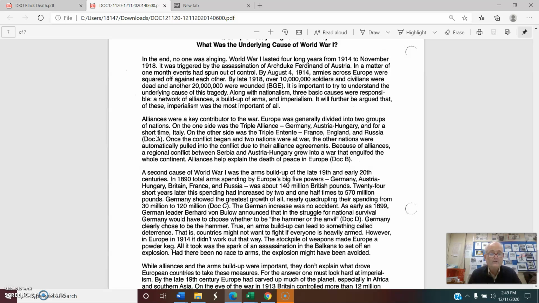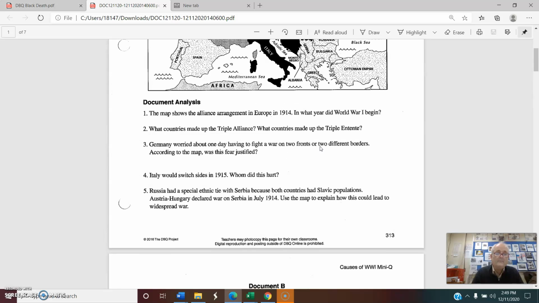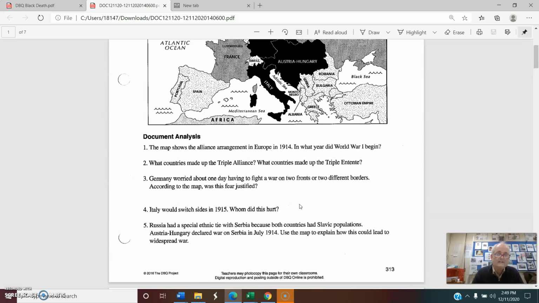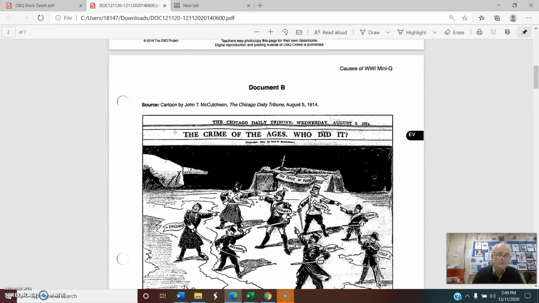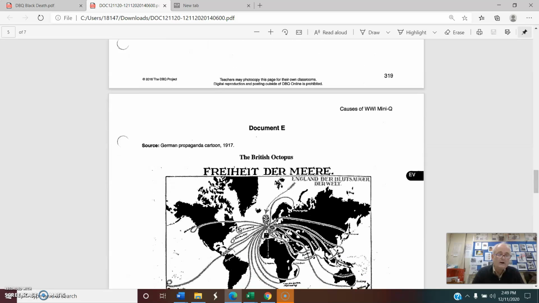They were automatically pulled into a conflict due to their alliance agreements. Because of alliances, a regional conflict between Serbia and Austria-Hungary grew into a war that engulfed the whole continent. Alliances help explain the death of peace in Europe. So do you remember back to the document, the death of peace in Europe? It's right here. The death of peace right there. So you talk about the alliances. You can see there they're connecting these 2 documents as evidence to how alliances were one of the reasons for the war.